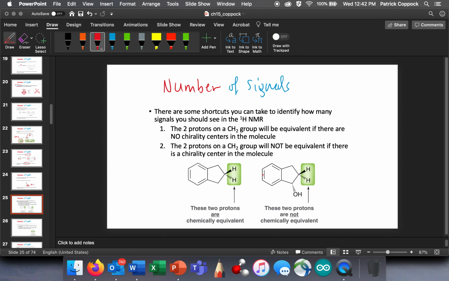So here are a couple shortcuts that you can consider to make it easier for you. Number one, the two protons on a CH2 group will be equivalent if there are no chirality centers in the molecule. If there are no chirality centers on the molecule at all, two protons on any CH2 group are going to be equivalent. And also, the two protons on a methylene group will not be equivalent if there is a chirality center in the molecule somewhere, okay? So these two are equivalent because there's no chirality center, and here's a chirality center, so these two are not going to be equivalent. That's a nice shortcut. I think it's going to save you some grief.